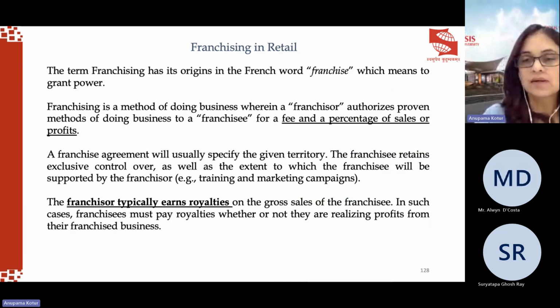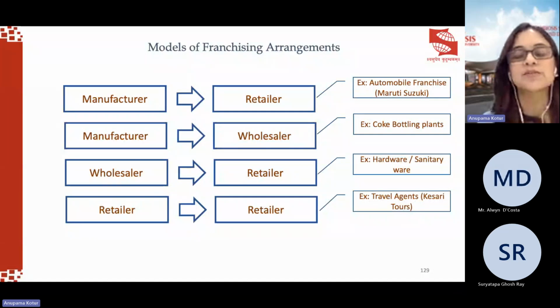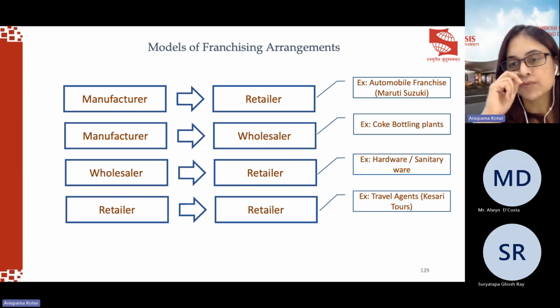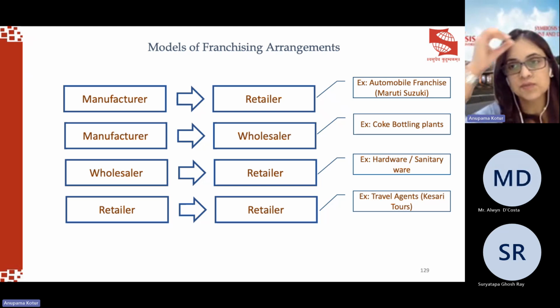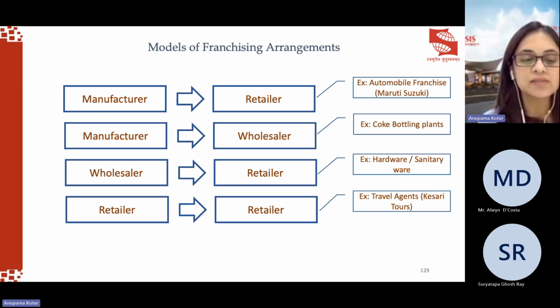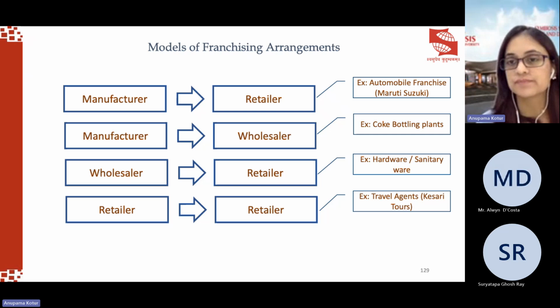Okay. Now, what are the different models of engagement here? You have manufacturer to retailer franchising arrangement. In the case of automobiles, for example, your Maruti Suzuki, or for that matter, your Jeep, all of them have franchising arrangements. For example, in Pune, Jeep has a franchising arrangement with a company called Sky Moto, right? They have an exclusivity agreement. That means that Jeep will not give franchising licenses to anyone other than Sky Moto.